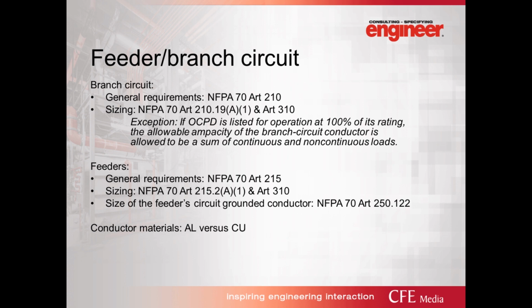They follow different code sections. The branch circuit follows Article 210 and the feeders Article 215. They're both sized similarly. The conductor shall be able to carry the sum of 100% of the non-continuous load and 125% of the continuous load. The exception for the branch circuit is that if the overcurrent protection device is listed for operation at 100% of its rating, the allowable ampacity of the branch circuit conductor can be the sum of continuous and non-continuous loads. We typically use an 80% rated system because it's a more cost-effective solution.